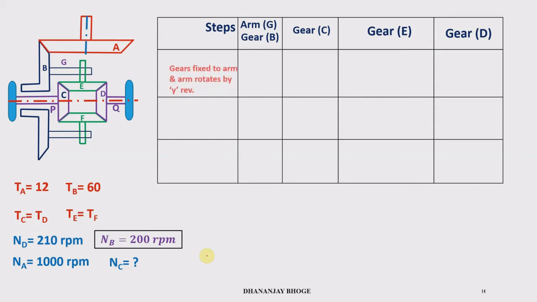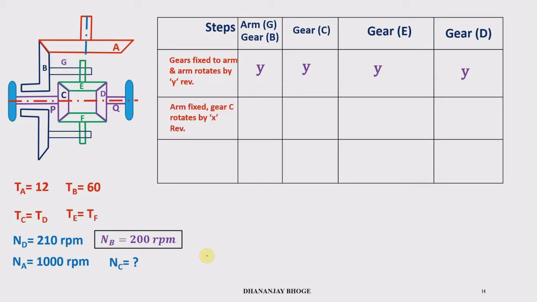Step 1. Fix all the gears to the arm. Rotate the arm by Y number of rotations. So all the gears will rotate with the same number of revolutions. Right, all the gears are fixed to the arm G. Arm G is given Y revolutions. So all the members will rotate with the arm at the same speed.